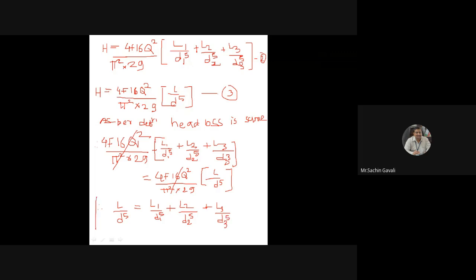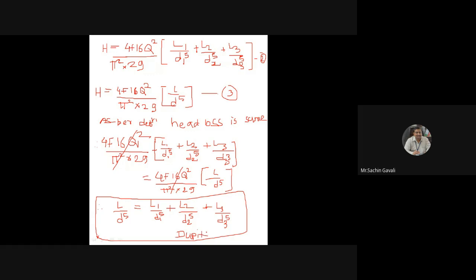And this equation will give the relationship between length of equivalent pipe, diameter of equivalent pipe with the lengths of all series pipelines and diameters of series pipelines. And this equation is called Dupit's equation.